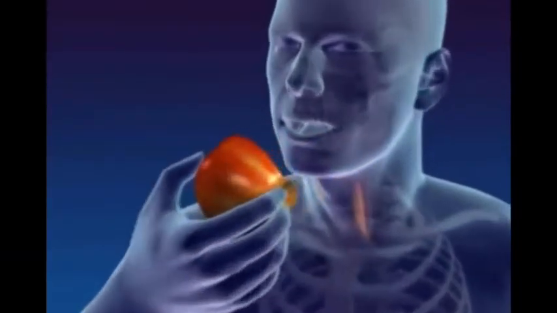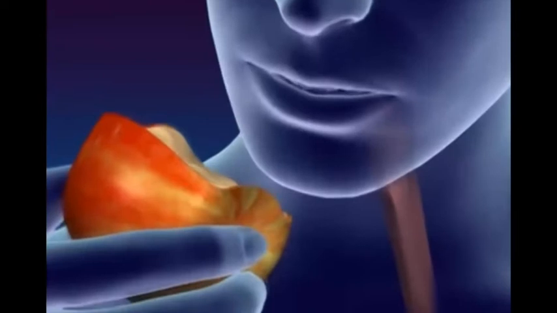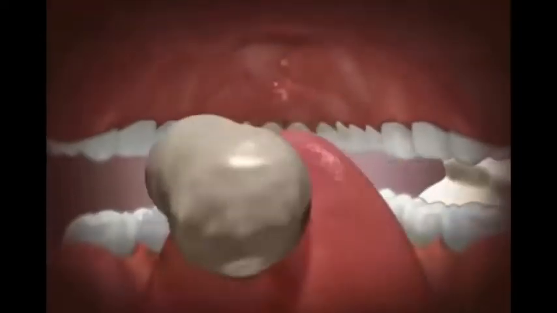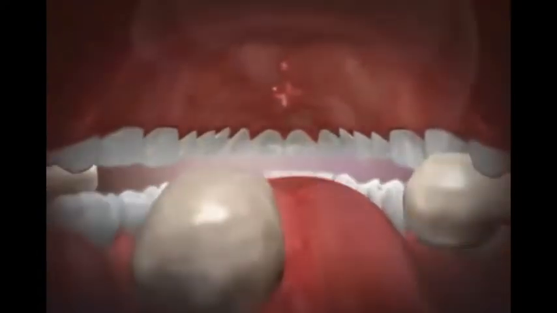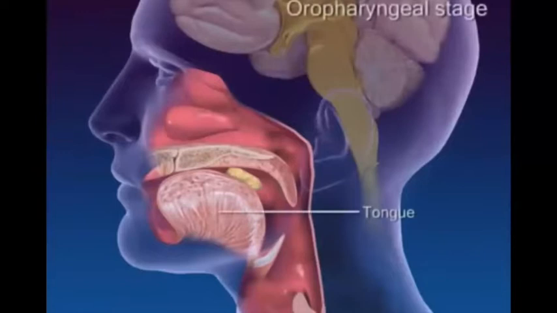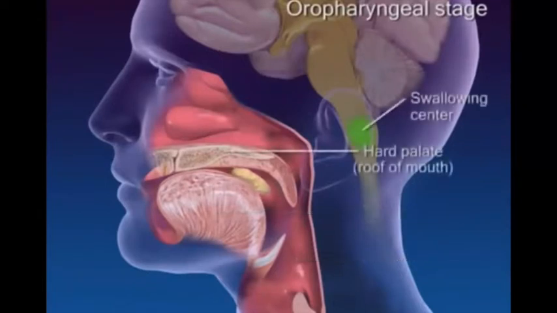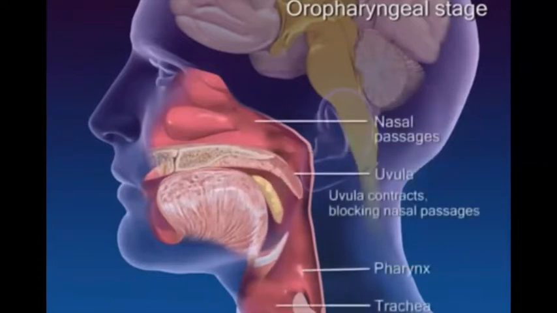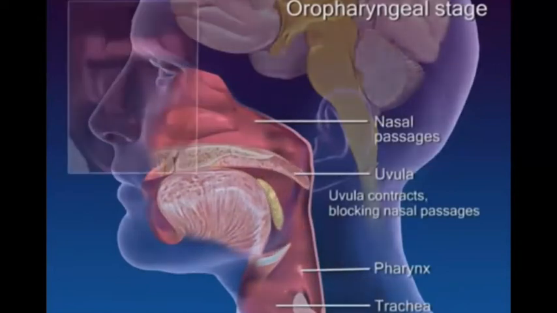Swallowing occurs in two stages, the oropharyngeal and esophageal stages. At the start of a swallow, a food bolus is voluntarily pressed by the tongue up against the roof of the mouth and backwards towards the pharynx. In response to activation of pharyngeal pressure receptors, the swallowing center in the medulla initiates reflexes that prevent food entry into respiratory passageways. The uvula contracts, which blocks the nasal passages from the pharynx.